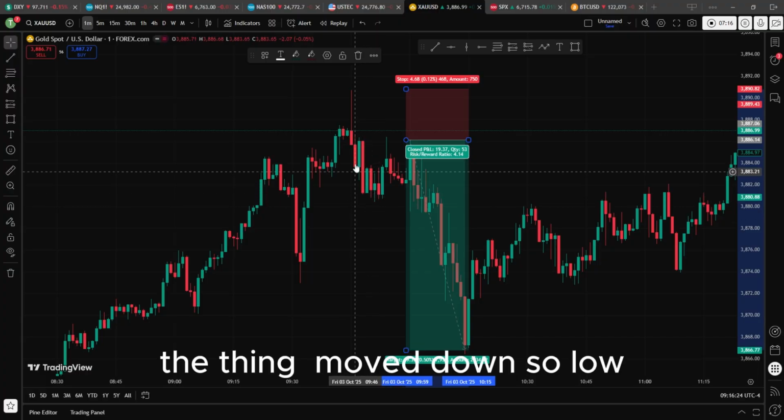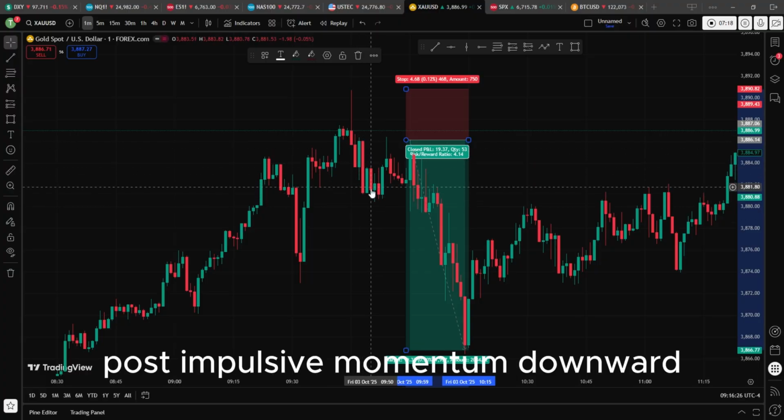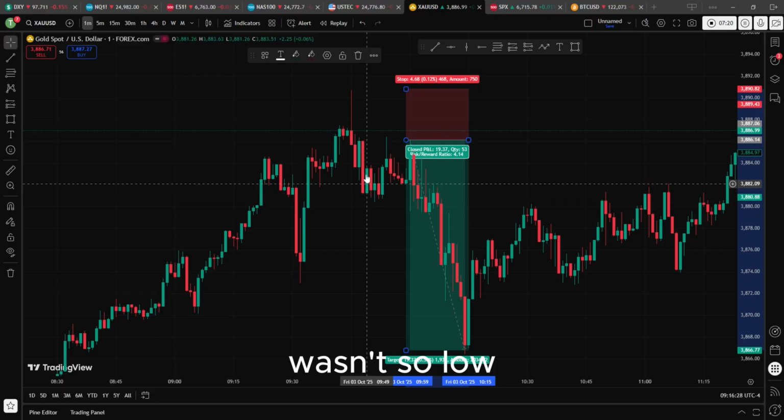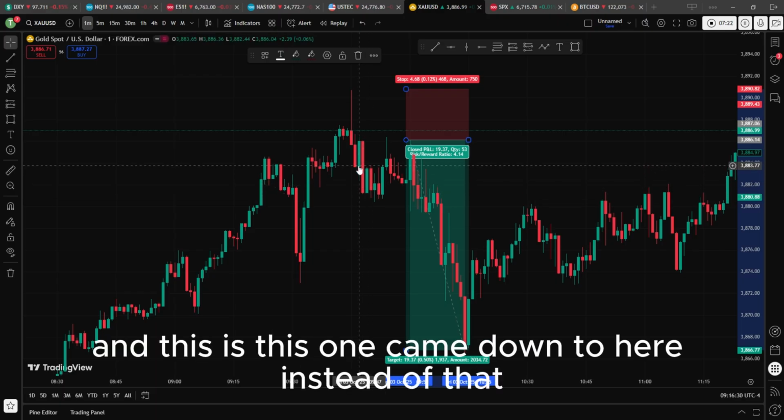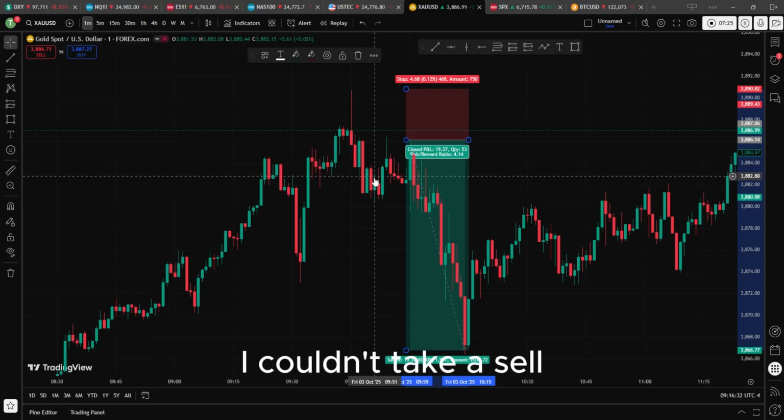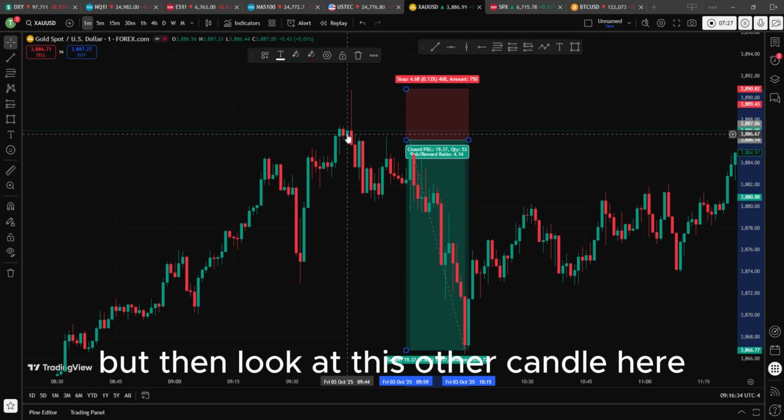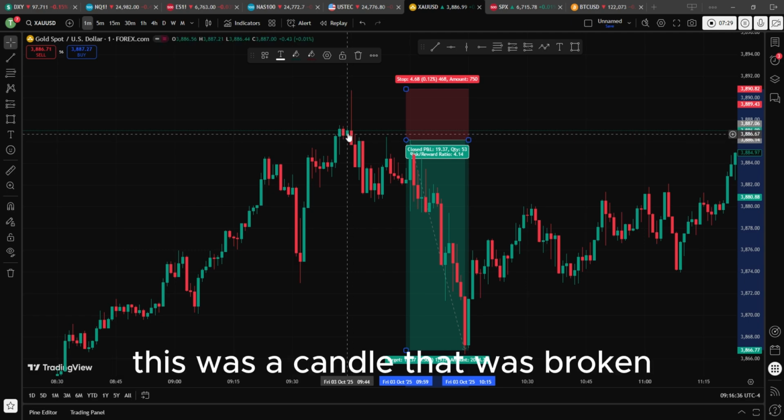We didn't move down so loud. The post impulsive momentum downward wasn't so elaborate. And this one came down to here. I could take a sell. But then look at this other candle here. This was a candle that was broken.